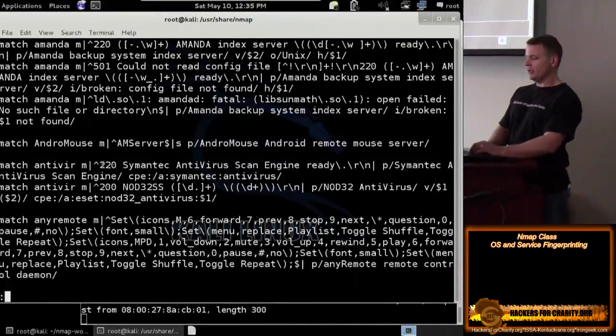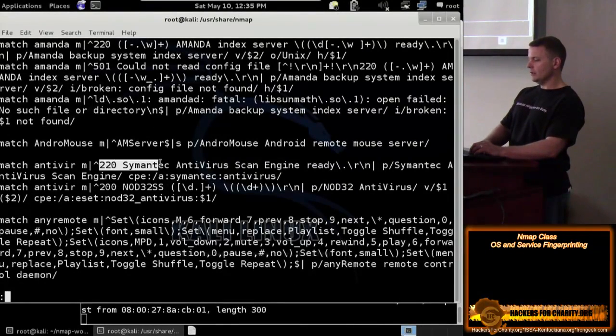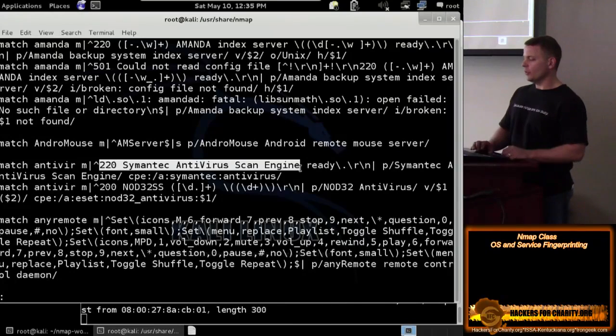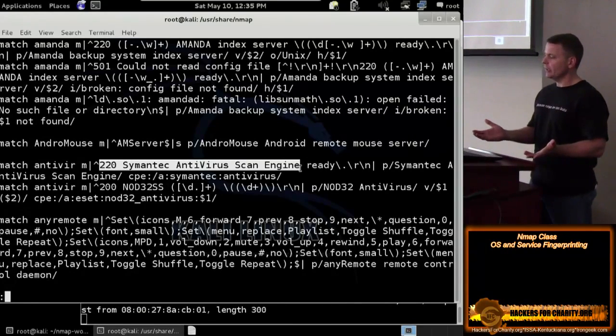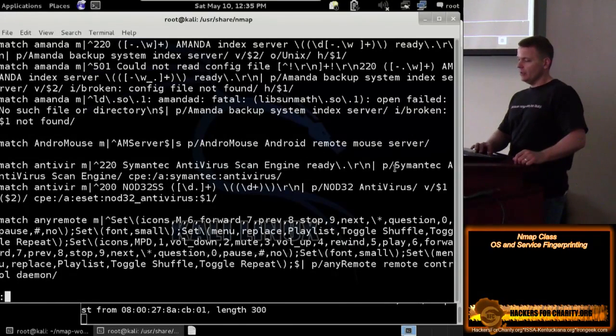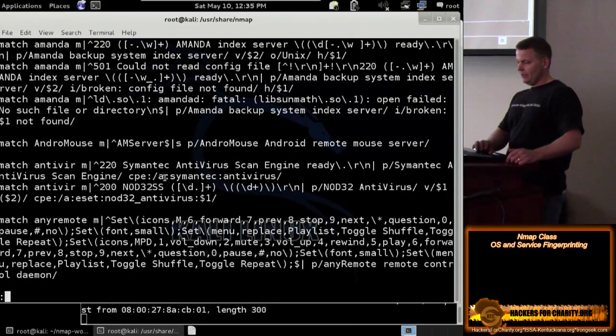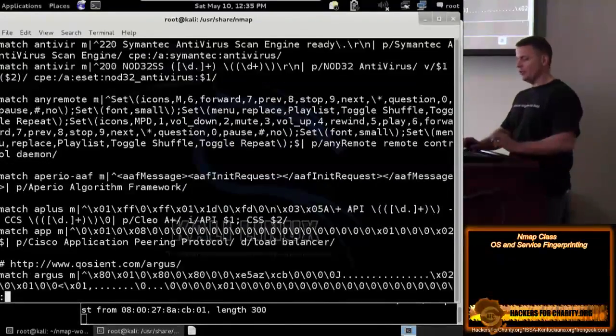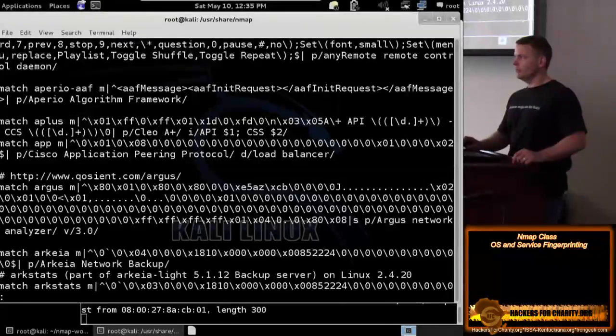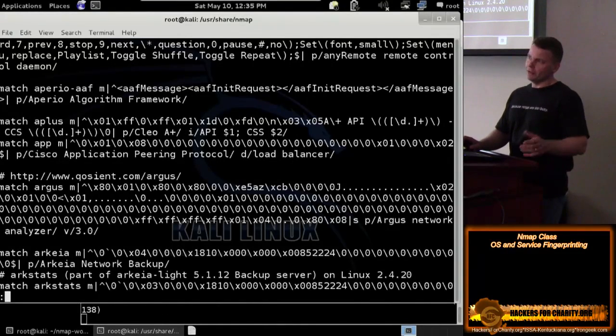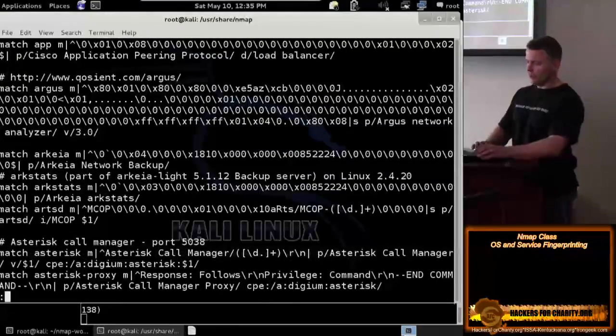So, in some cases it's matching on text. So like here it's looking for a standard response, a 220 Symantec antivirus scan engine ready. And if it matches that, it'll say, oh, that's the Symantec antivirus scan engine, oddly enough, right? And it associates that with Symantec. So there's actually quite a few services. I was surprised when I was looking through here to get ready for this talk. I was amazed how many services will reply to the null or the empty packet, if you will. So there's about as many of them in this section as there is for just about anything.